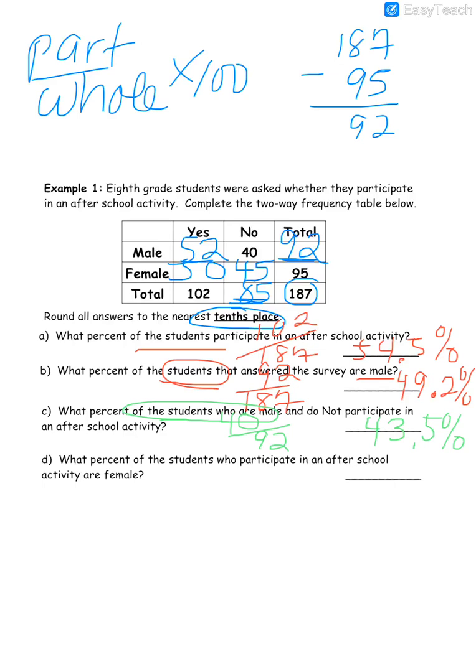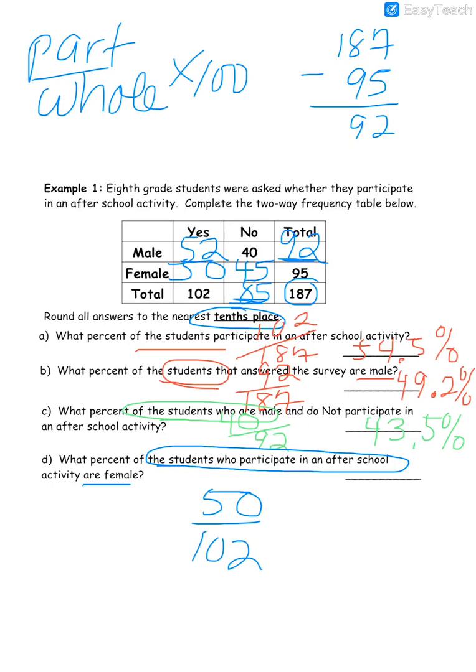Also challenging. Okay, what percent of the students who participate in an after-school activity are female? So let's talk about the people who participate in an after-school activity. Those are all the yeses. How many people total say yes? Hopefully you're saying 102. That's going to be my whole. Who's going to be my part? It's going to be the number of females of those that said yes. So that's 50 out of 102.